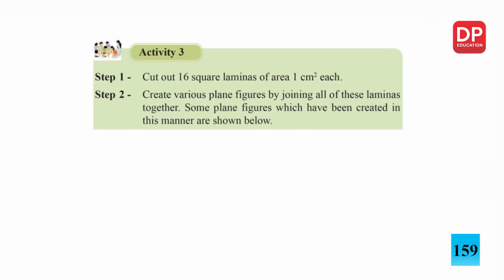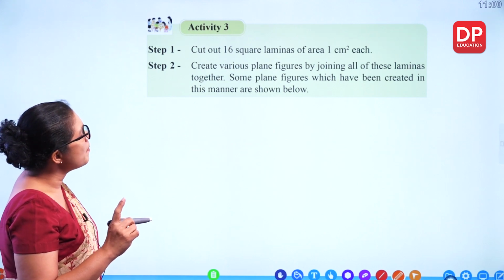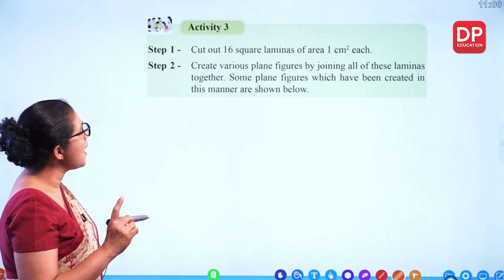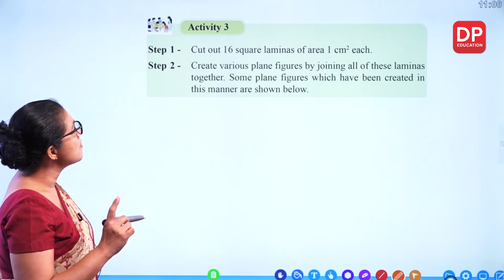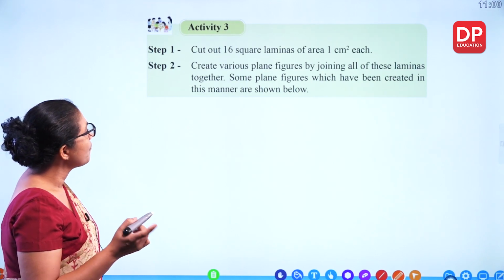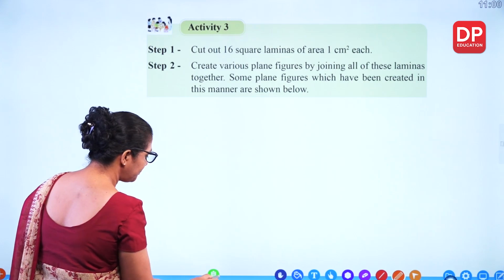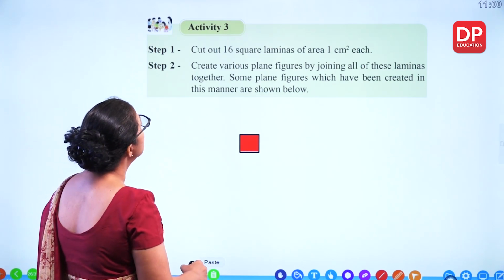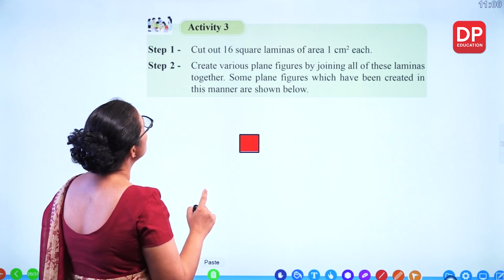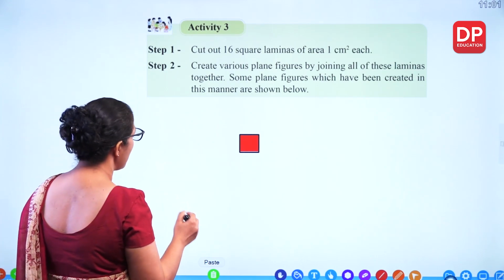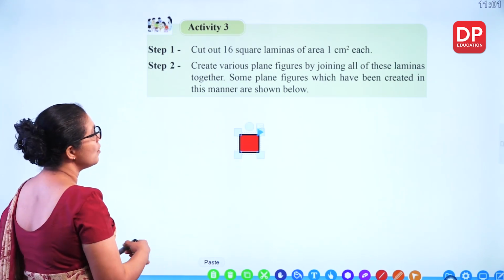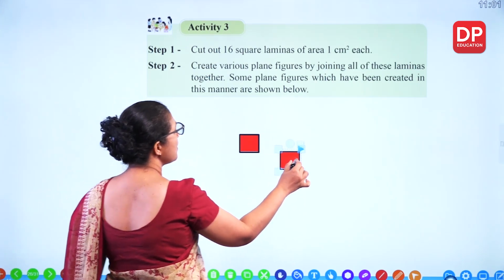Now there's an activity. Cut out 16 square laminas of area 1 square centimeter. Create various plane figures by joining all of these laminas together. Some plane figures which have been created in this manner are shown below. So we'll create. I need 16. So I have 16. So we'll create something.